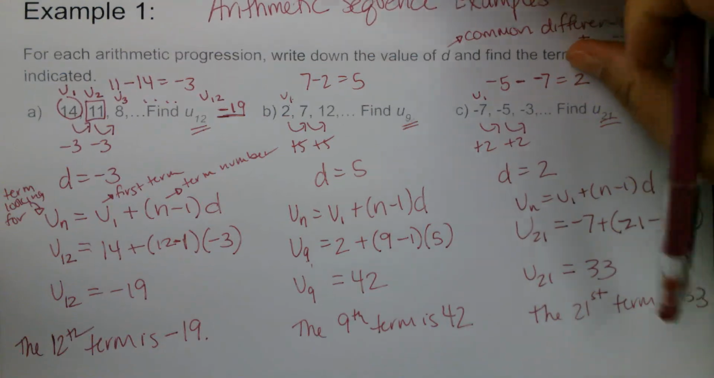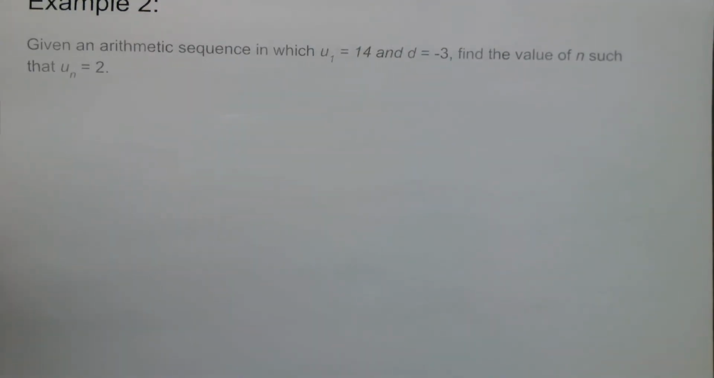If I could get the paper. There we go. Okay, example number 2. Given an arithmetic sequence in which u sub 1 equals 14 and d equals negative 3, find the value of n such that u sub n equals 2.